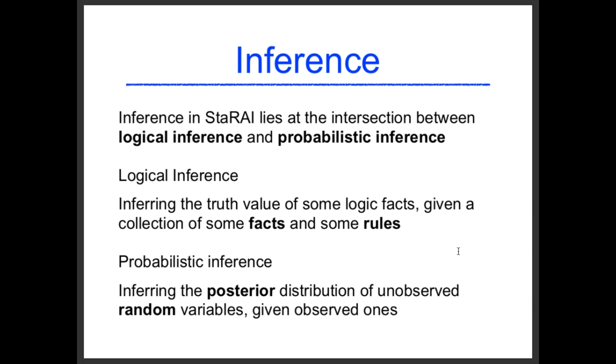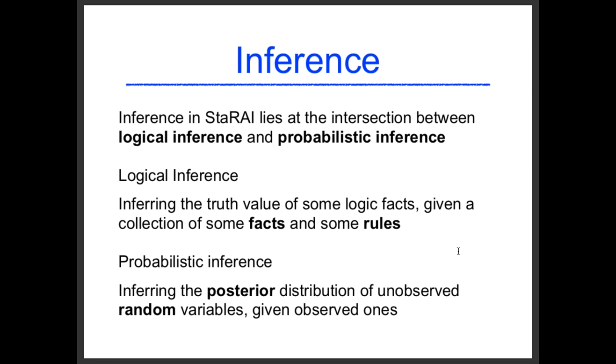Inference in statistical relational AI lies at the intersection of logical and probabilistic inference. With logical inference, we mean that we want to infer the truth value of some logic facts given a collection of other facts that are known, that are evidence, as it has sometimes been said, and also some rules given by background knowledge of the domain, expert experience, and so on.